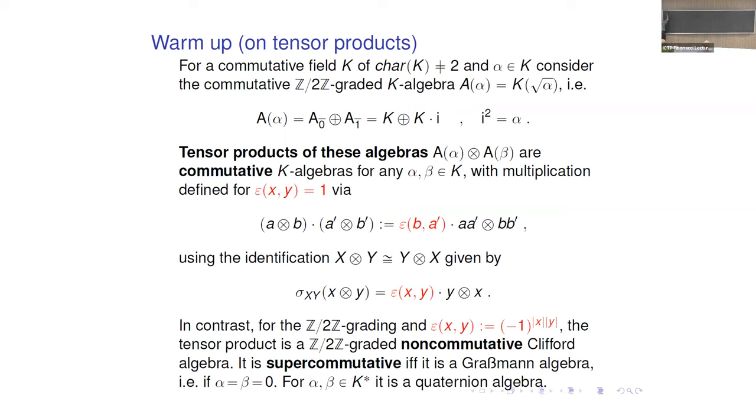If you take a field, let's say of characteristic zero, a nice field K, then you can consider an algebra by extracting a square root out of an element of K. Call this algebra A_alpha, a commutative algebra. If alpha is zero, it's a Graßmann algebra of dimension two. It's a commutative algebra, but it's naturally Z/2-graded. Even times even is even, odd times odd is even because you land back in the ground field, and even times odd or odd times even is odd. So this is a Z/2-graded commutative algebra.